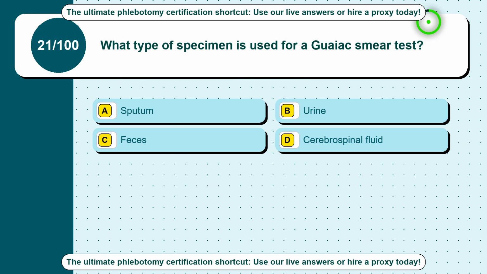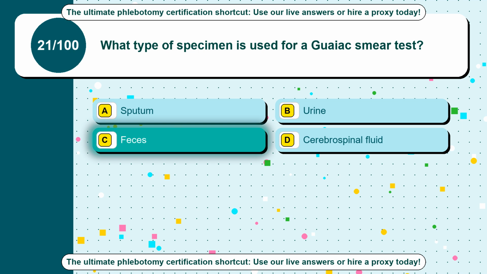Question 21. What type of specimen is used for a guaiac smear test? Option A, sputum. Option B, urine. Option C, feces. Option D, cerebrospinal fluid. The correct answer is option C, feces.